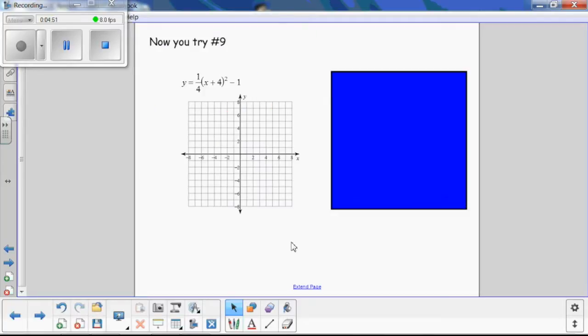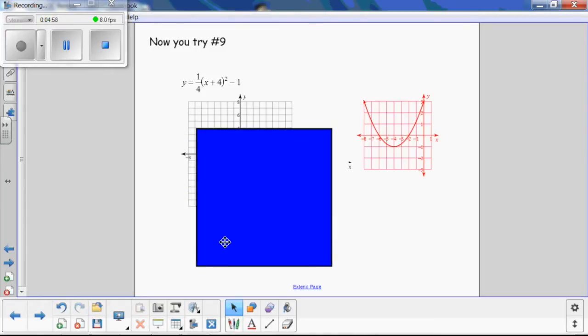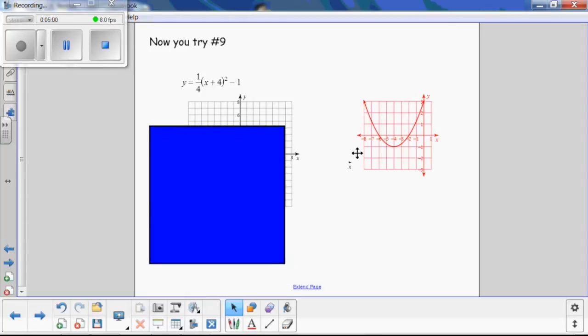You try number 9. When you finish number 9, you should have gotten this graph, -6 and -2 were your x-intercepts. Your y-intercept was +3, and then your vertex, or your minimum, excuse me, was at -4, -1.